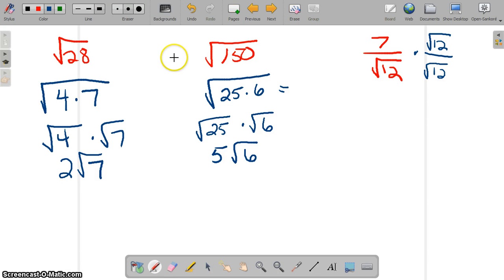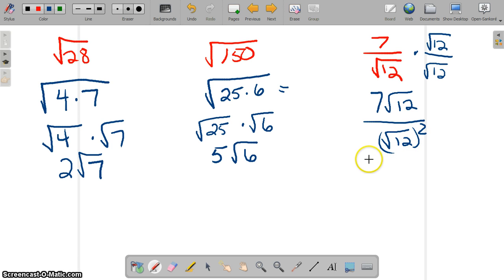So when we do that, the numerator is going to look like this. The denominator is going to look like this. Now when we square our radical, it actually just kind of strips the radical, because square root of 12 times square root of 12 is 12. So that brings us to here. Now technically we're not done yet, because we can actually simplify that 12. So I'm going to go one more step. That is 4 times 3.